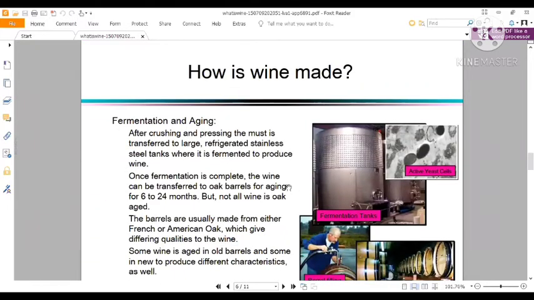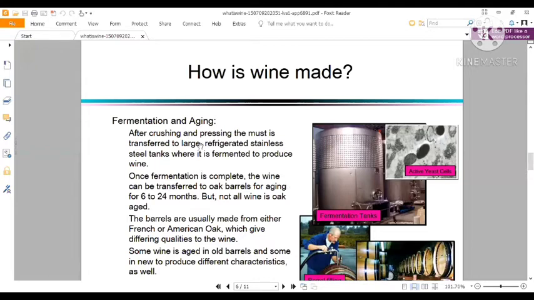How is the wine made again? Fermentation and aging. After crushing, the mixture is transferred to a large refrigerated stainless steel tank where it is fermented to produce wine. Okay, so after the crushing, you have to send the whole mixture to a large refrigerated stainless steel tank where it is fermented to produce the wine.